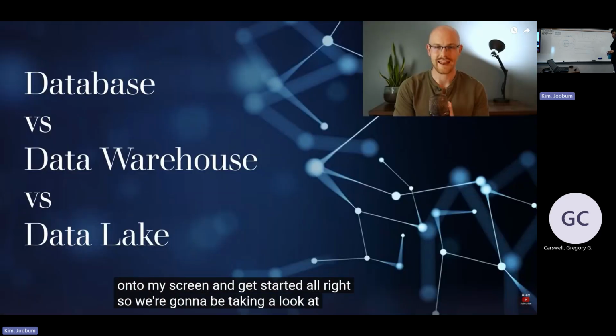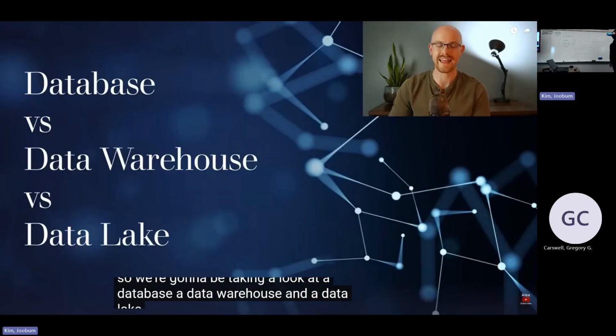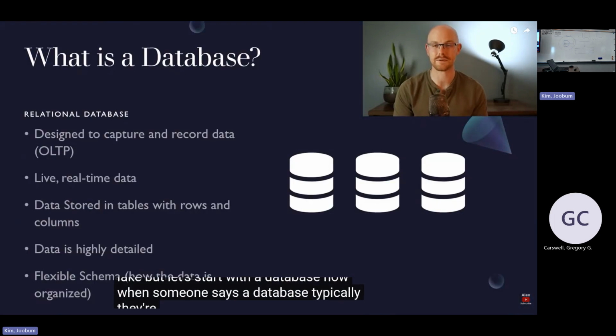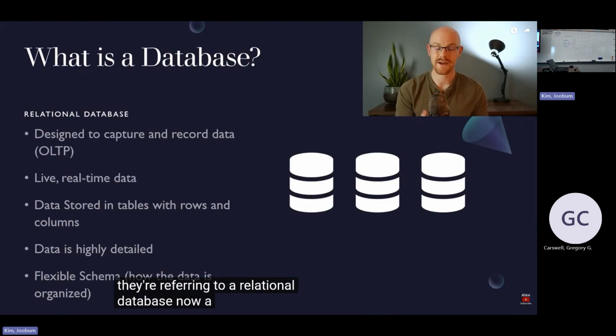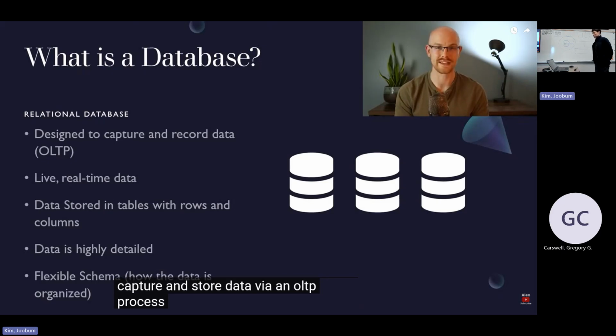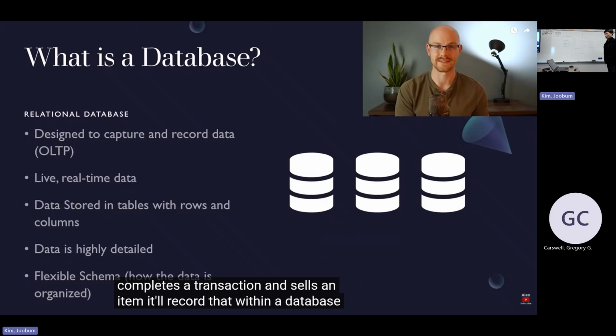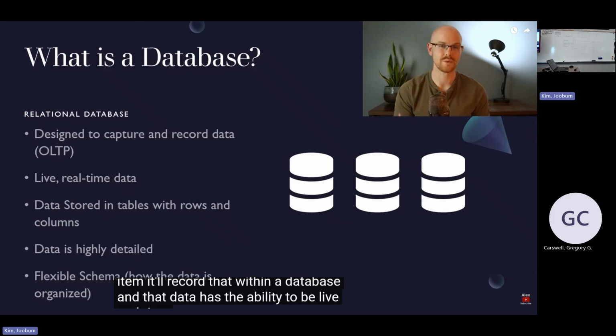All right, so we're going to be taking a look at a database, a data warehouse, and a data lake, but let's start with a database. Now, when someone says a database, typically they're referring to a relational database. A relational database can capture and store data via an OLTP process, which stands for online transactional process. So when a company completes a transaction and sells an item, it'll record that within a database. And that data has the ability to be live, real-time data.